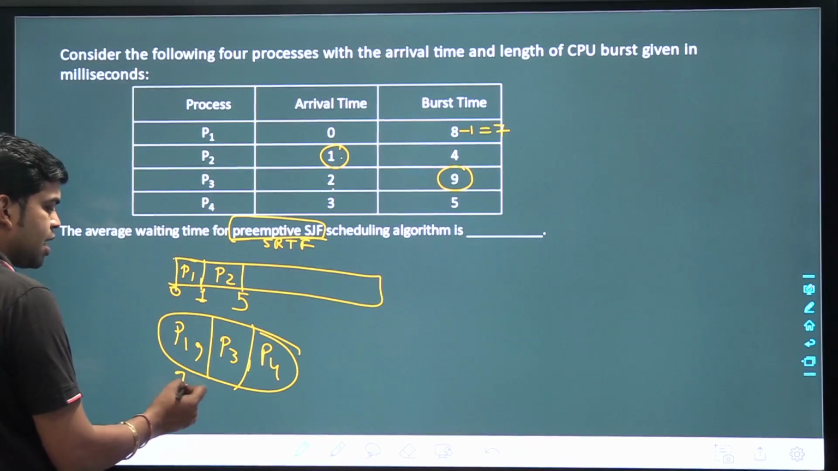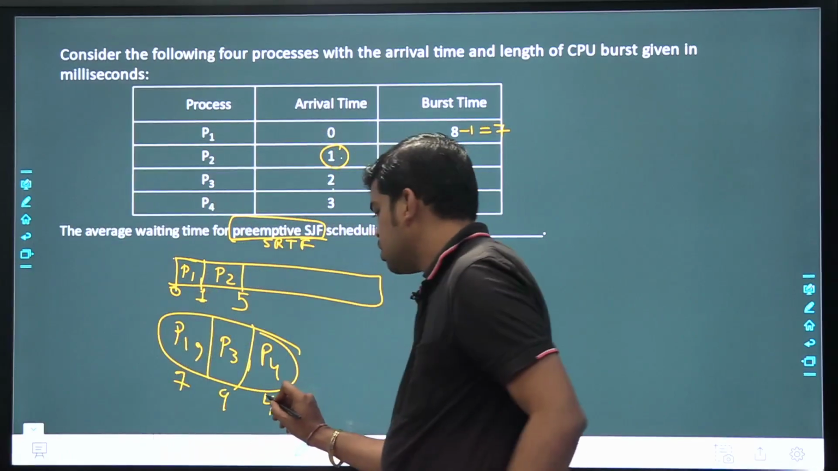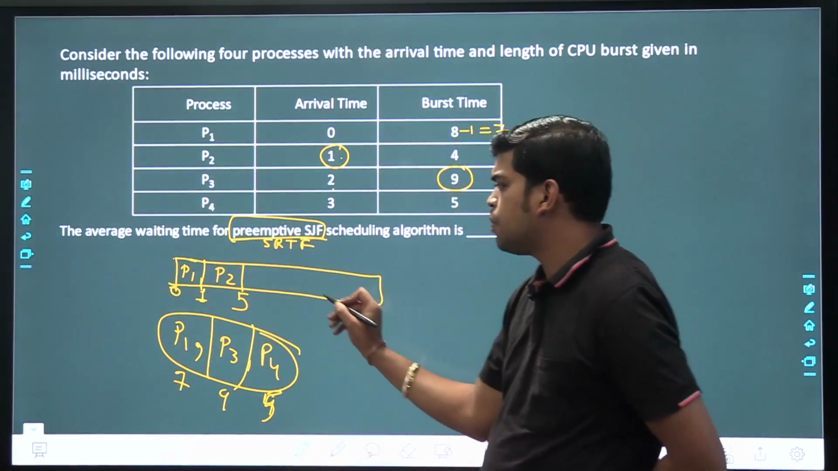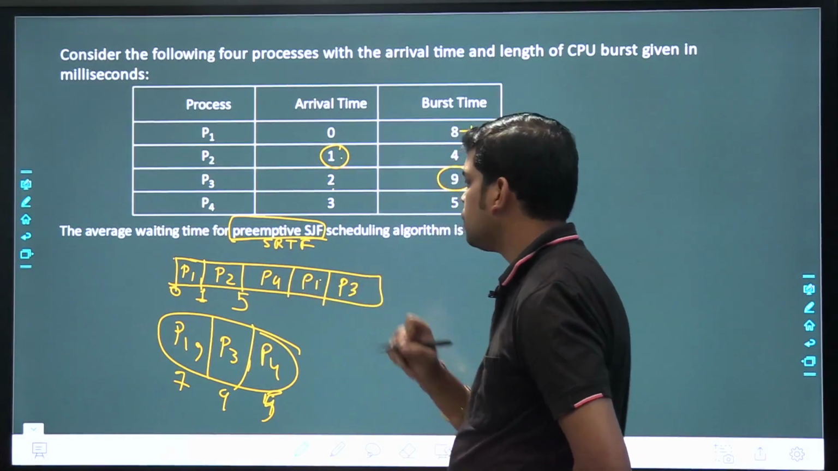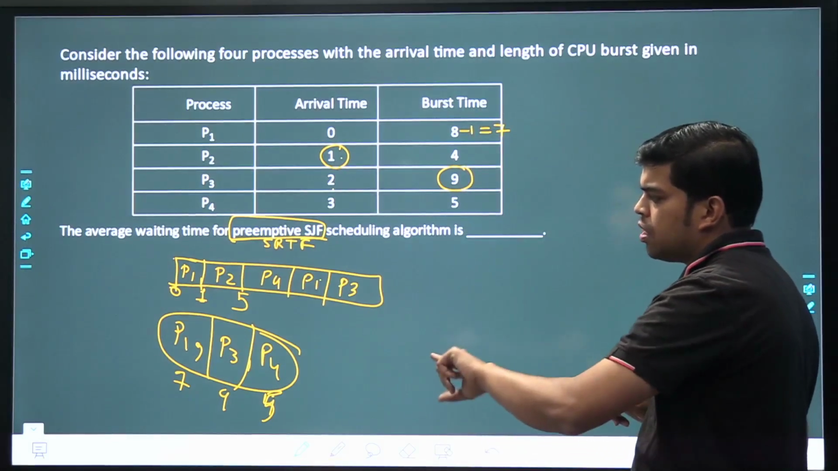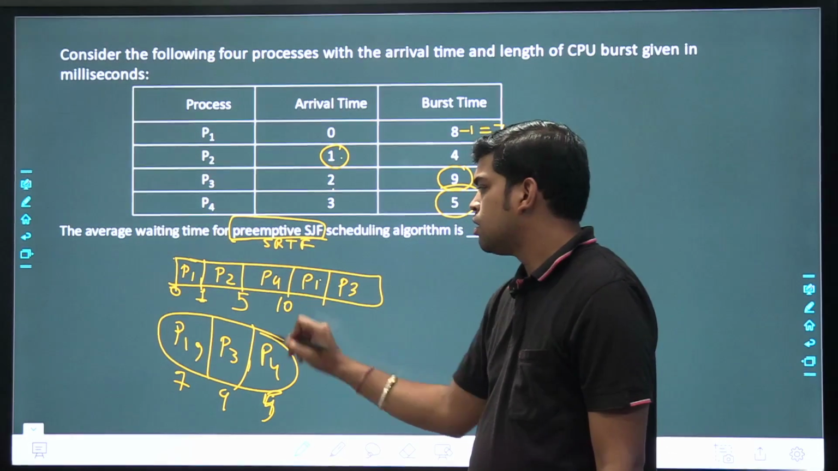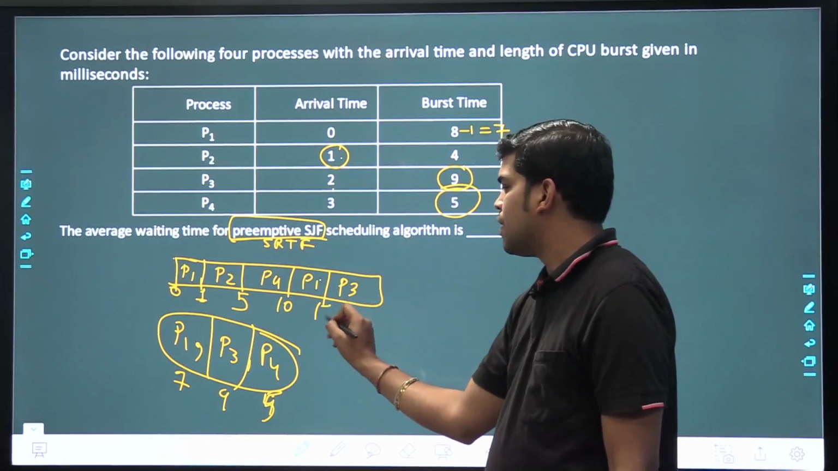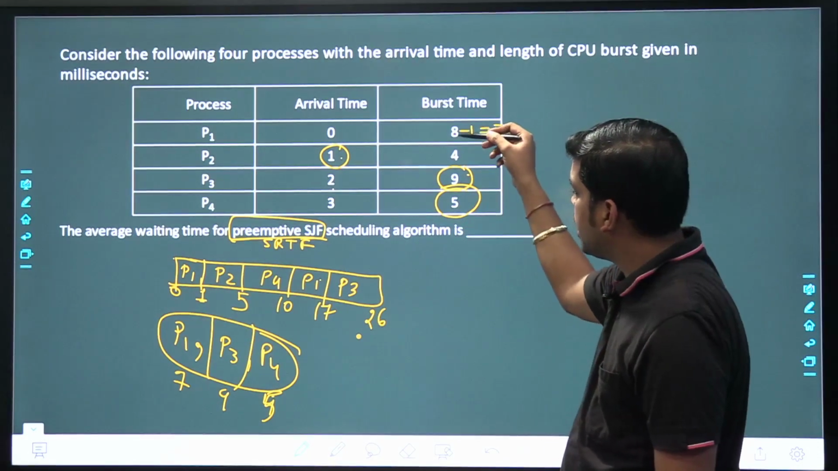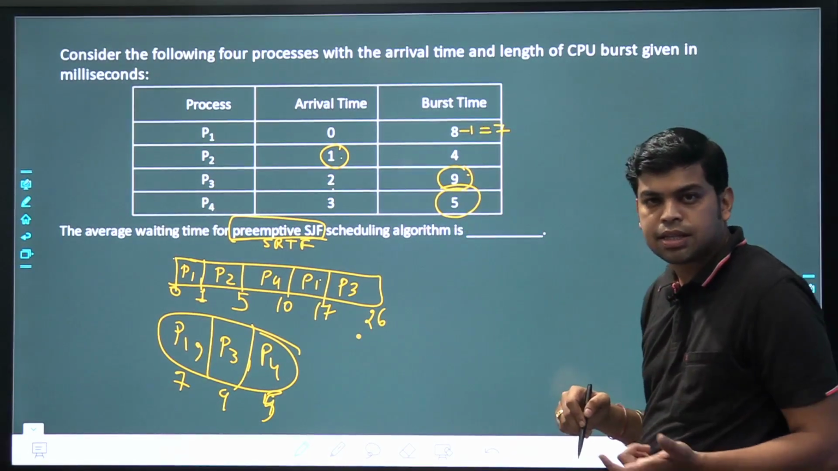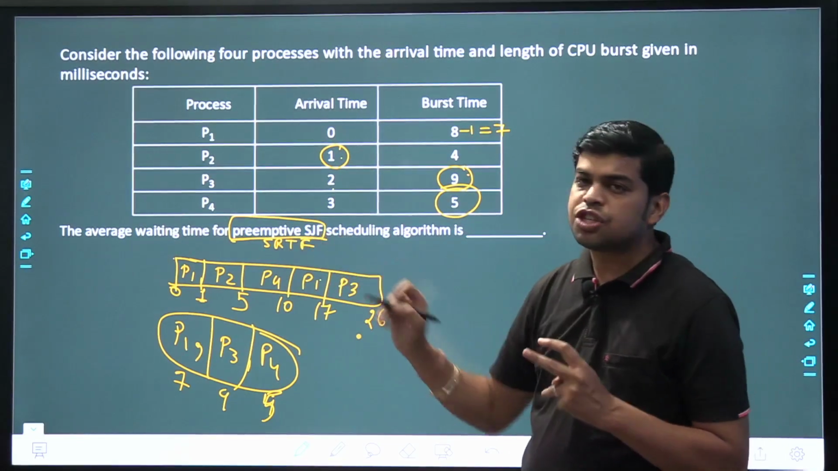What is the P1 burst? 7, P3 burst is 9 and P4 is 5. So the minimum is P4, and then P1 and then P3. So first we execute P4, then P1, then P3. What is P4? The burst is 5. So 5 plus 5, 10. Remaining of P1 is 7, 17. P3 is 9, so that is 26. When you add all this, 8 plus 4, 12, 12 plus 9 is 21 plus 5, 26. So the execution is correct. Now we need to check the average waiting time.